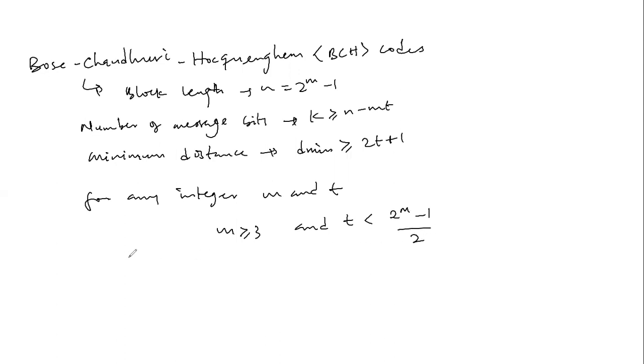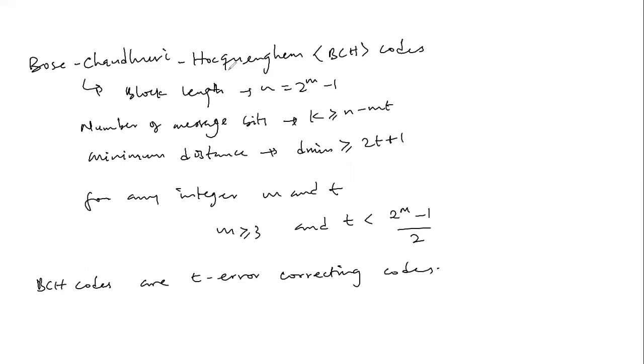Now, each BCH code is a t-error correcting code. So BCH codes are t-error correcting codes. That is, it can detect and correct up to t random errors per code word, where t is the maximum number of detectable errors. BCH codes are cyclic codes.